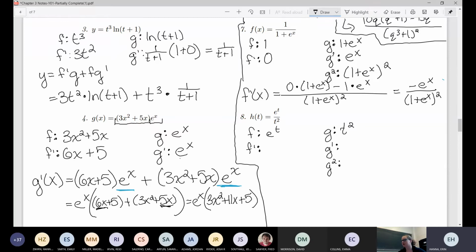Since it's a quotient, we'll need our g squared as well. So it's the derivative of e to the t. It's just e to the t because it's just a single occurrence of a variable. It's nothing more difficult than that, so we don't need a chain rule. What's the derivative of t squared? Bring the power down, subtract 1 from the power, you got 2t.